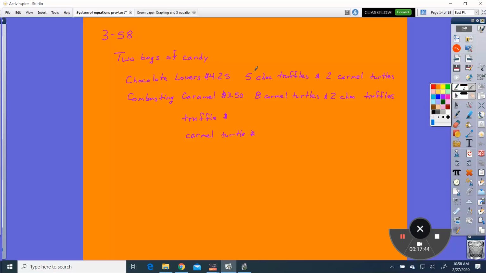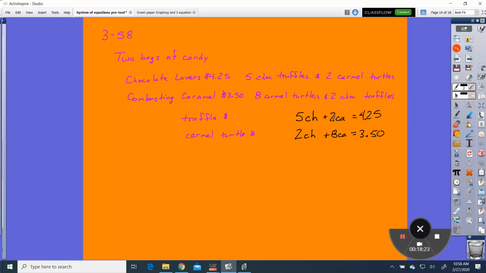So what we're going to do is create an equation. From this first one, the chocolate lovers, I know there's 5. These both have the same letters, so let's just call this one chocolate and 2 caramels, and that makes $4.25. This one has 8. Let's keep them in the same order. Has 2 chocolate and 8 caramel, and it makes $3.50. So I have 2 equations, 2 unknowns.